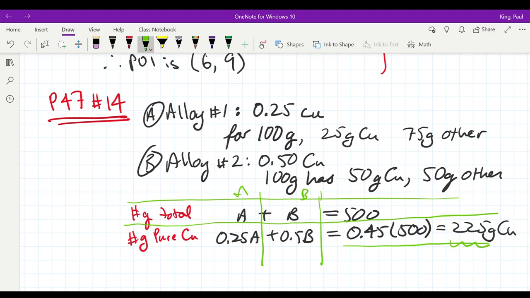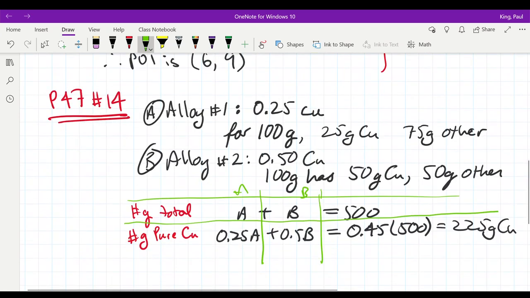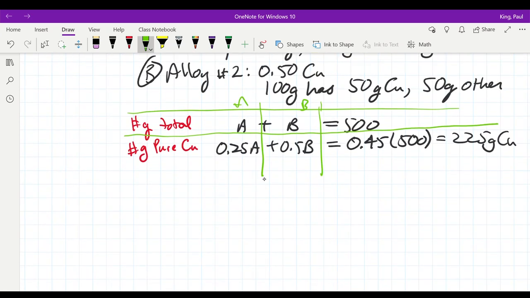So it's kind of like saying that 0.25A plus 0.5B is 225, if we follow that reasoning. So now we can solve this linear system by maybe setting it up so that it looks a little more like a linear system. So once again, we'll just say A plus B, this is equation one, is 500.